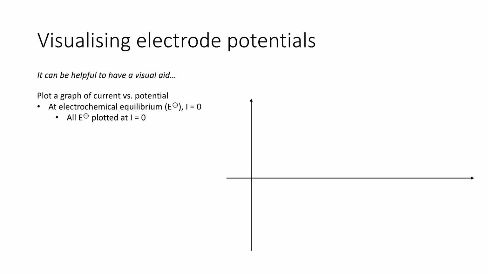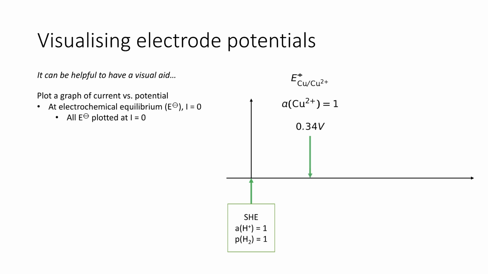So we're going to plot our standard electrode potentials at I equals 0. Our standard hydrogen electrode, by definition, is at 0. This is assuming standard conditions where the activity of hydrogen is 1 and the partial pressure of hydrogen is 1. Let's look at the copper electrode that we spoke about. Once again, let's say we've got an activity of 1. This is standard conditions, remember, and we have our standard potential marked at 0.34 volts.